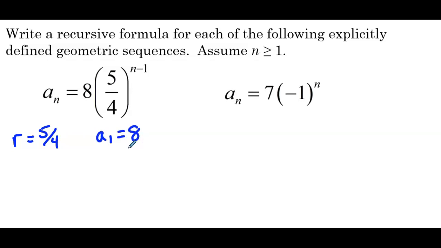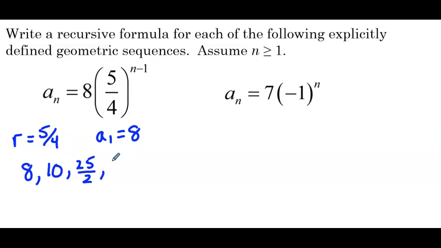Even though they don't ask us to do that, it could be helpful in creating that recursive formula. So our first term is 8. Multiplying by 5 over 4, so 8 divided by 4 is 2. Times 5 is 10. Then multiplying by 5 over 4 again, so 10 divided by 4 simplifies to be 5 over 2. Then times 5 would be 25 over 2.